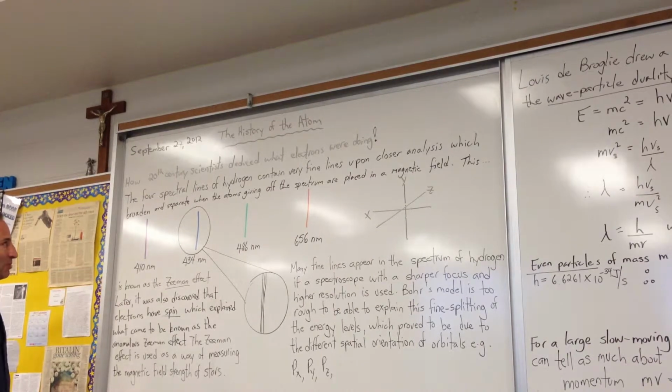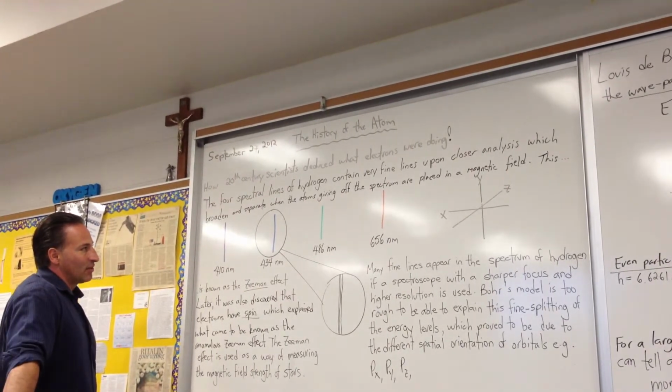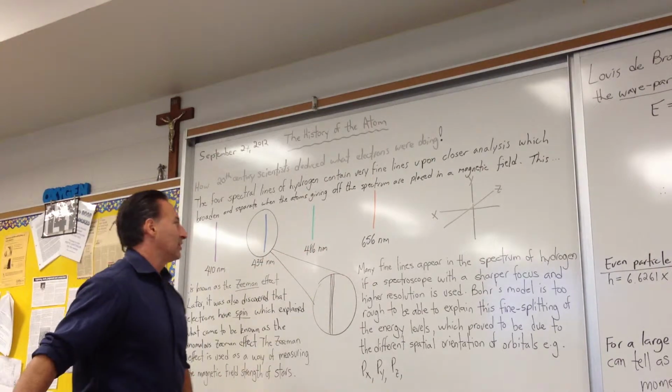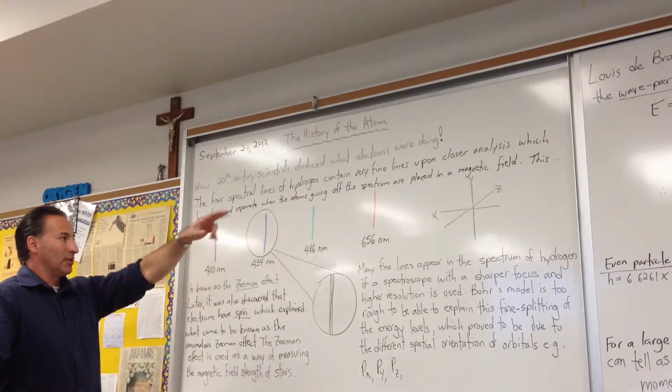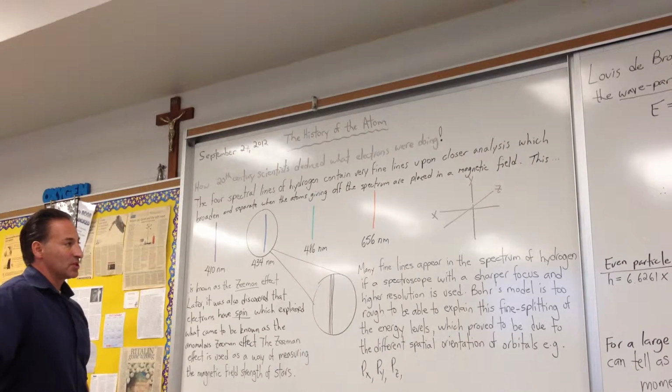It started off with the 4 spectral lines of hydrogen, which contain very fine lines upon closer inspection. And these lines are separated when the atom that's giving off the spectrum is placed within a magnetic field. So if you take a hydrogen gas and you ionize it, you'll see these 4 lines appearing at different wavelengths. You get a purple line, a blue line, a green line, and an orange line. That's the typical spectrum of hydrogen when it's aimed through a prism. It separates out to that spectrum.